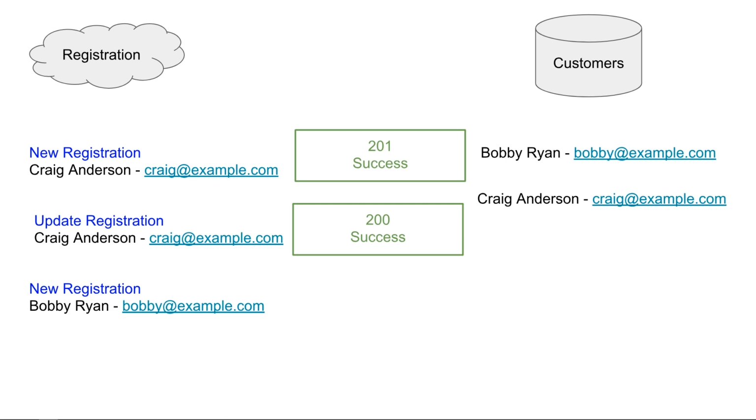Or what I see quite frequently is that the registration system was actually a newer product. They had an old registration system previously, and when they did the migration, they missed a bunch of records. So when the Bobby Ryan new registration event comes into our customers API, it's going to try to do an insert into the database, and it's going to return a 500 error because it's going to say that the customer already exists.